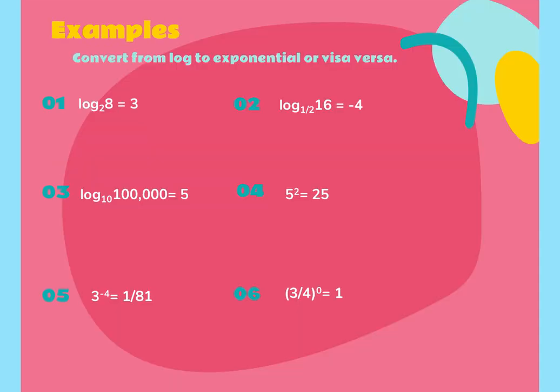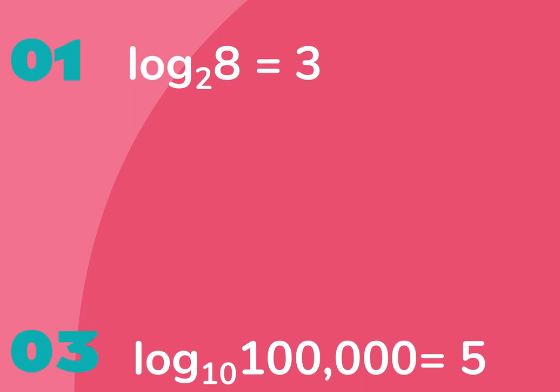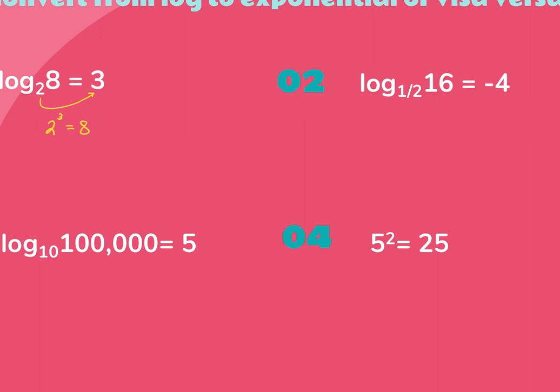All right, so this one says convert from log to exponential or vice versa. So we're just doing the conversion. You don't even have to do the math yet. Log base 2 of 8 equals 3. The 2 comes over, picks up the 3, drops off, leaving the 8. Then the 1/2 goes over, picks up the -4. So 1/2 to the -4 equals 16. Then 10 to the 5th equals 100,000.